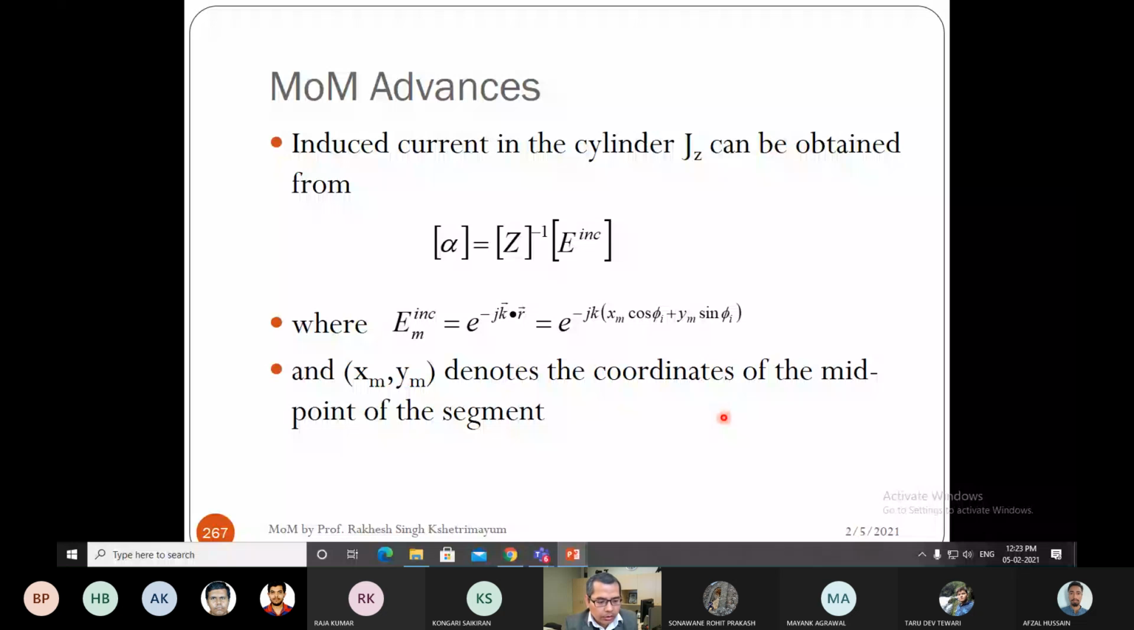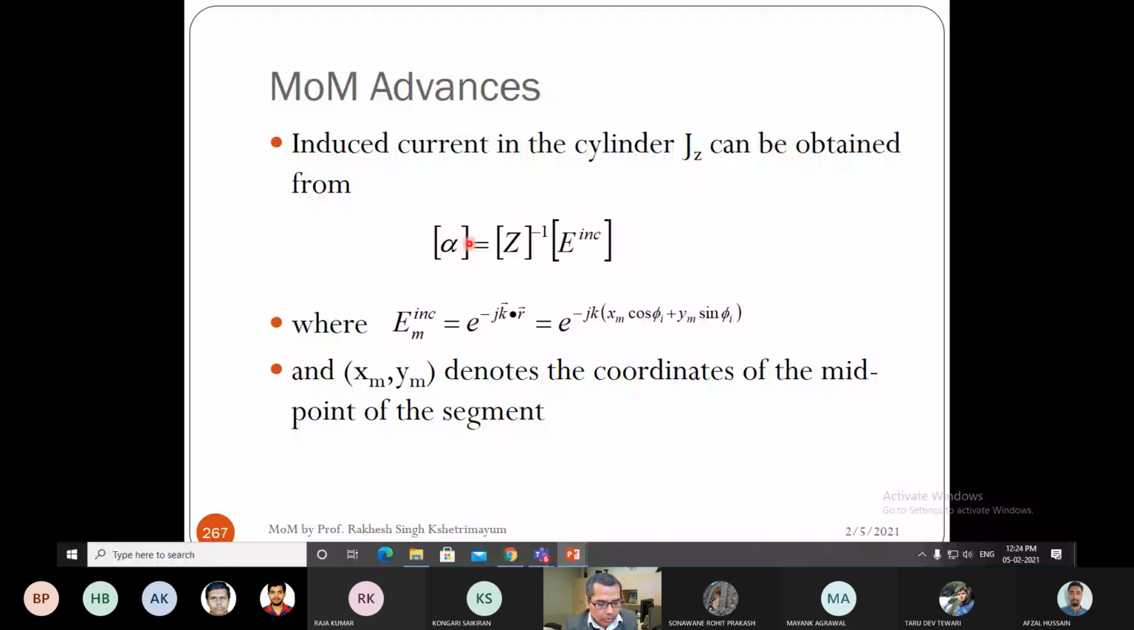You can do the integration, then you can find out the alpha vector is simply Z inverse E incident, where E incident at the mth location is exponential minus jk dot r. At the mth location, it becomes exponential minus jk (xm cos phi i plus ym sin phi i). Once I know the angle of incidence and the location of the observation point, then I can find out this E incident. So I have everything. I have the Z matrix, I have E incident. I take the inverse of the Z matrix and multiply with the E incident vector. I get the alpha vector.